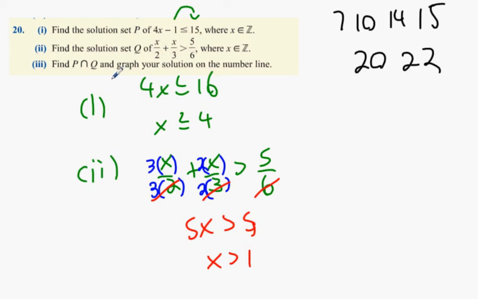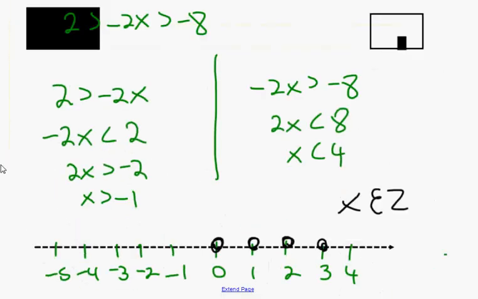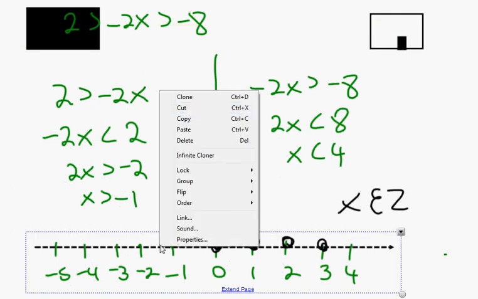Now, see this little piece of language here? It wants you to combine the answer of P with the answer from Q. So it wants all the numbers that are smaller than or equal to 4, but they also have to be bigger than, greater than 1. It's basically intersection, but it basically means combine both answers together.